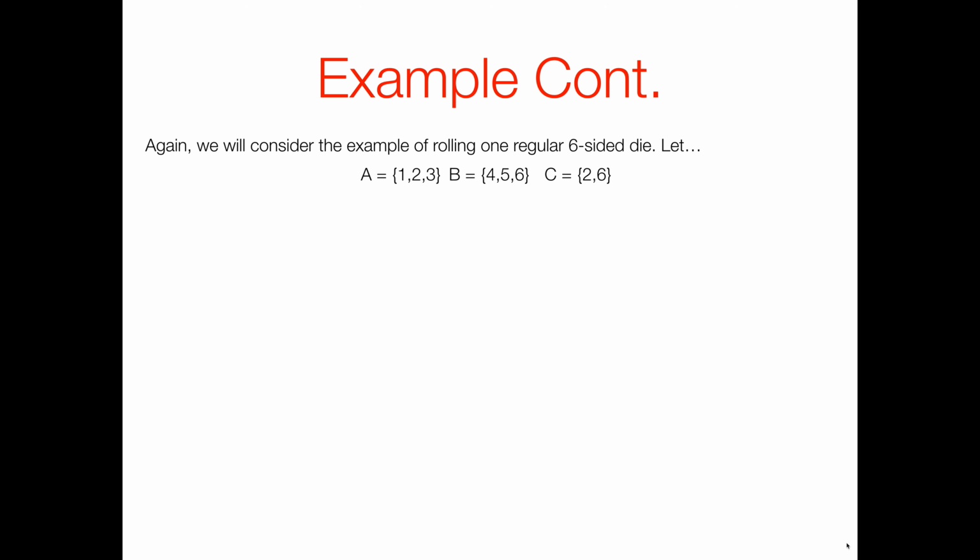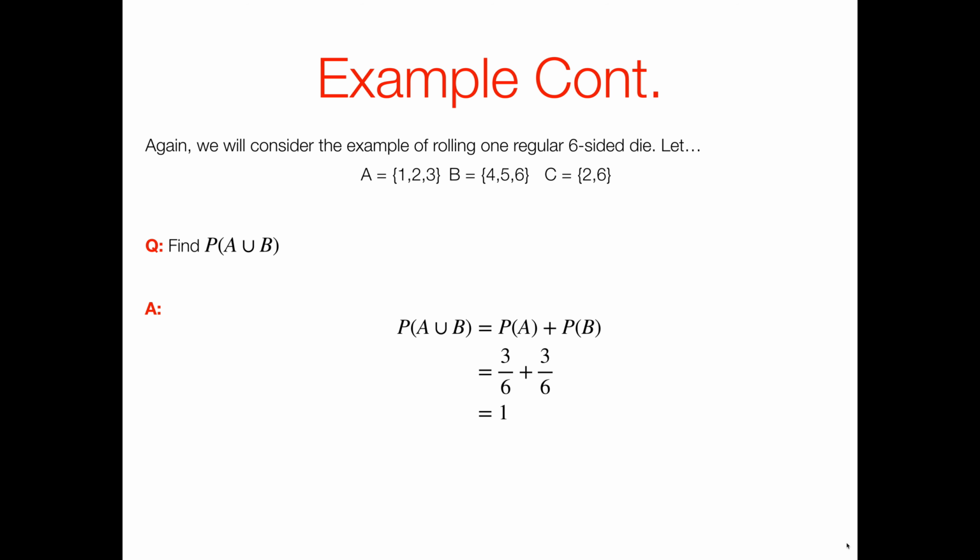Continuing this example, there's our setup again. Now we want to find the probability of A or B. And what's nice about A and B is we look at those. A is 1, 2, 3, B is 4, 5, 6. They have nothing in common. They're disjoint. So when we do our additive rule here, we don't have to subtract anything. We can just say this is the probability of A plus the probability of B, or 3 out of 6 plus 3 out of 6, which is equal to 1.